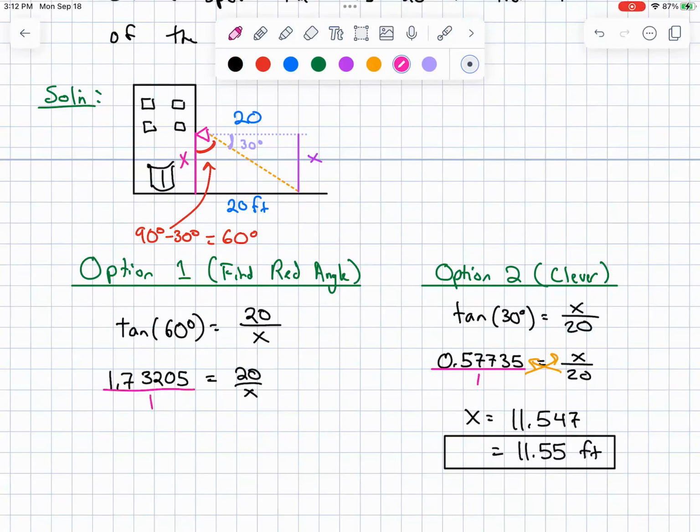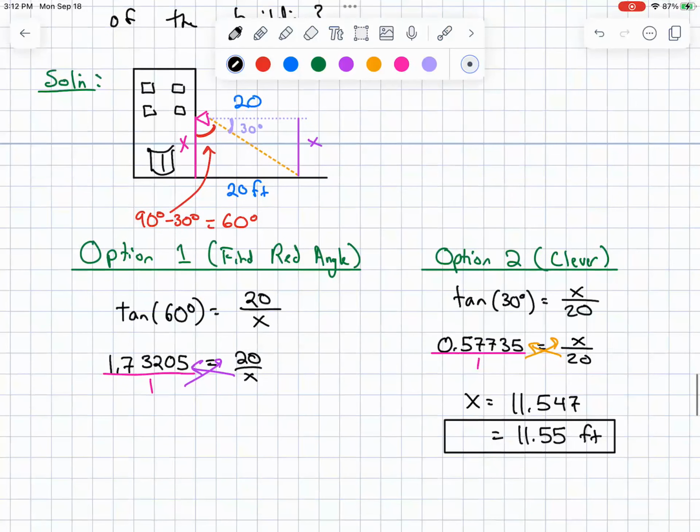We'll treat it as a fraction and cross multiply. So we get 1.73205x is equal to 20 times 1, or just 20. This is the extra step that we have to do. We had to do 2 extra steps. First off, we had to find what the red angle was. Then, instead of just having x here, now we have 1.73205x is equal to 20. Yes?